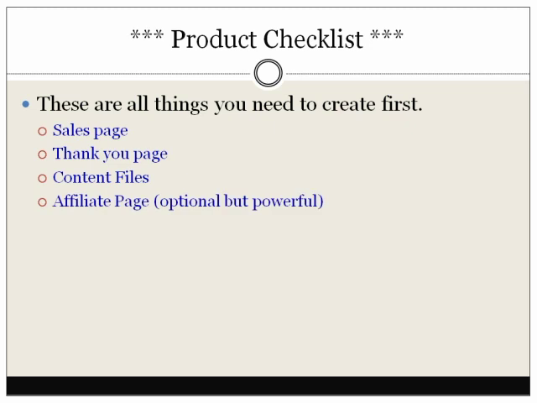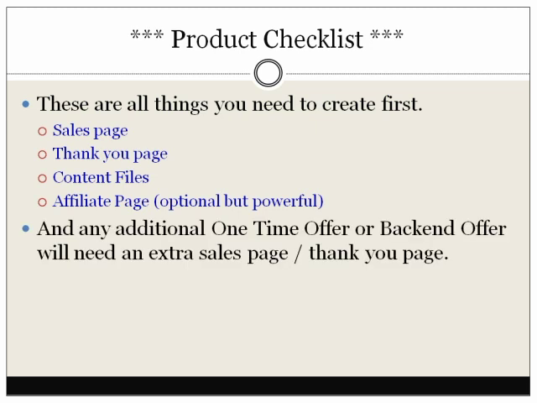This is optional but powerful, and I'm going to talk more about this and how to create the affiliate promotional tools later on. And of course, any additional one-time offers or back-end offers will need extra sales pages and extra thank you pages. So in other words, if you're going to add a one-time offer or a back-end offer, you're going to need to have additional pages for these.